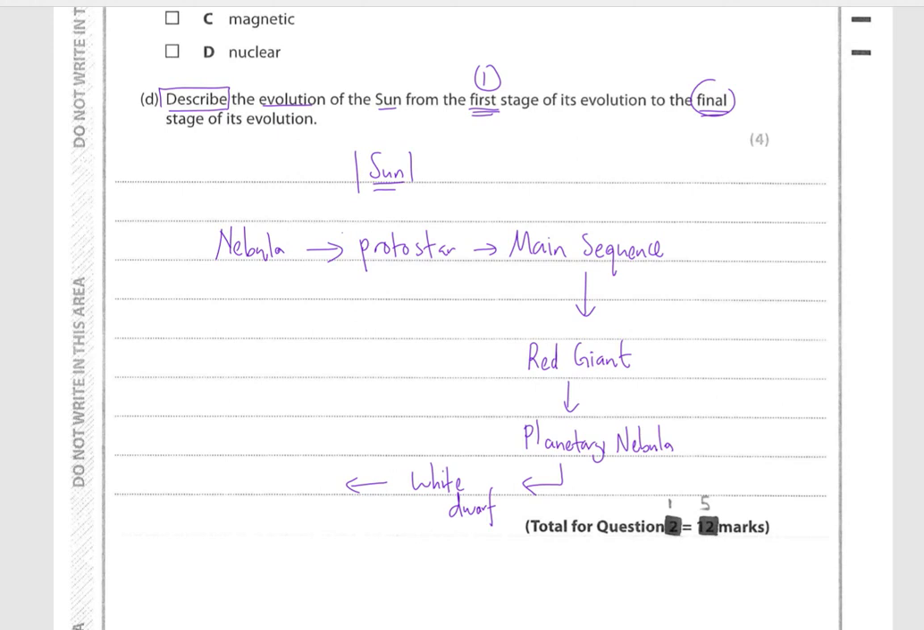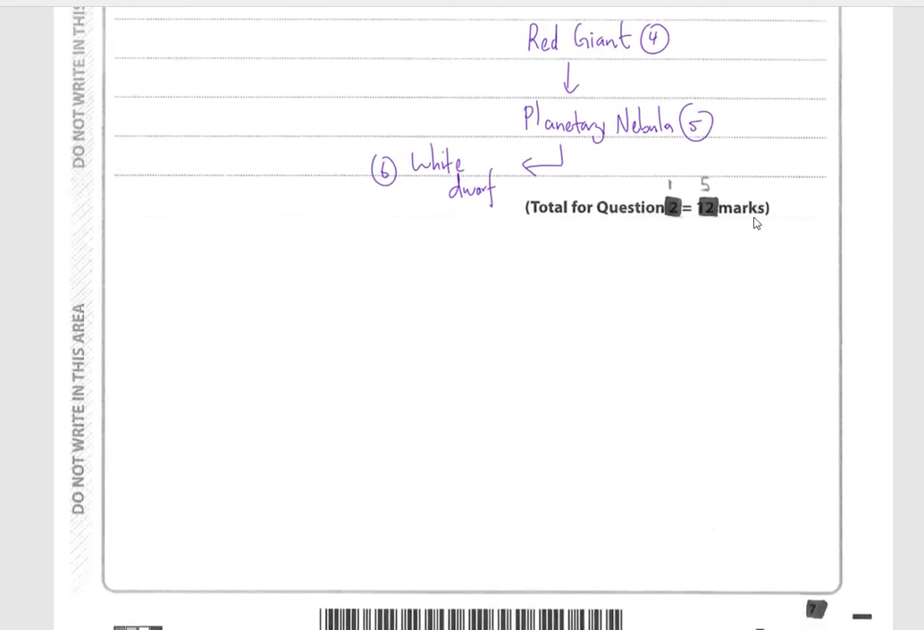So normally that's okay. Let's end this, because in terms of GCSE, that's all you need to know. So that's it: number one, number two, number three, number four, number five, and number six. So this is the evolution of the Sun: nebula, protostar, main sequence, red giant, planetary nebula, and then a white dwarf. From the first stage to the final stage, that is 4 marks there.